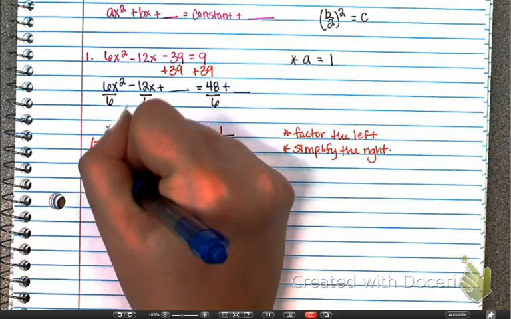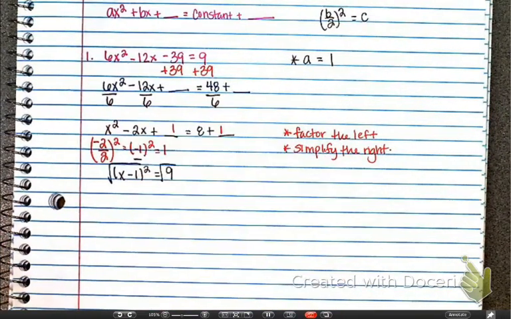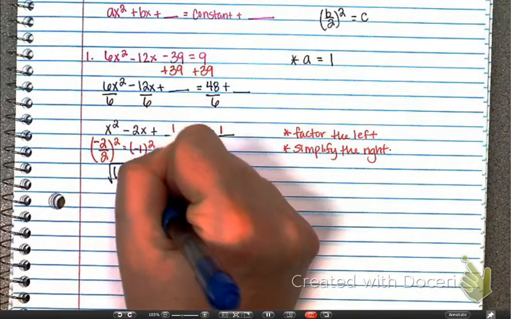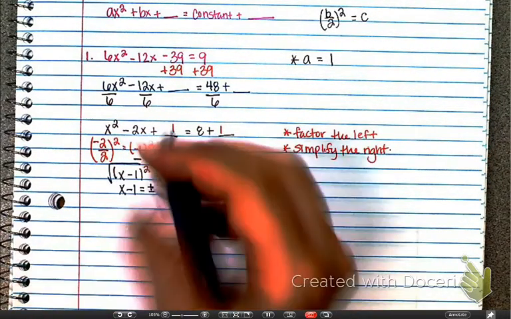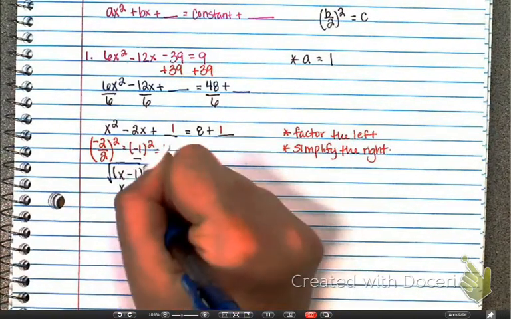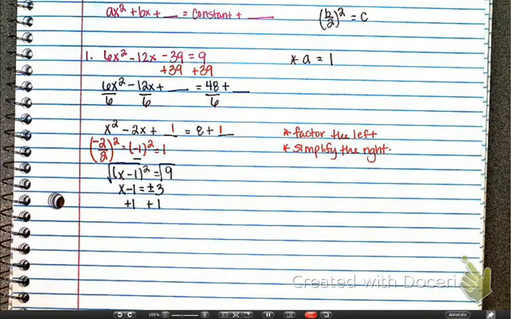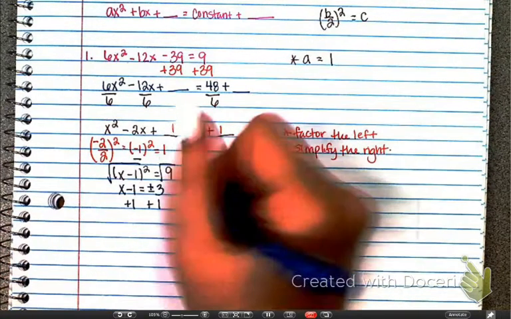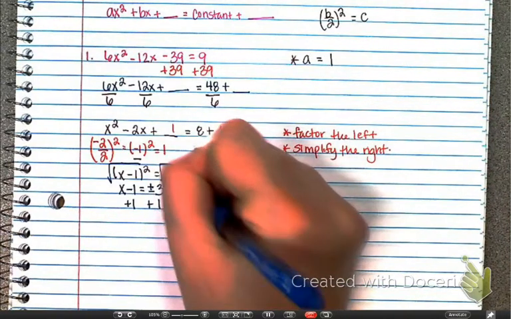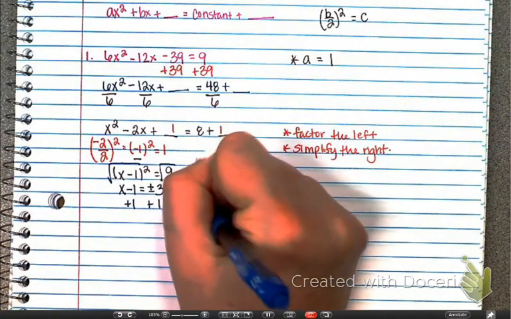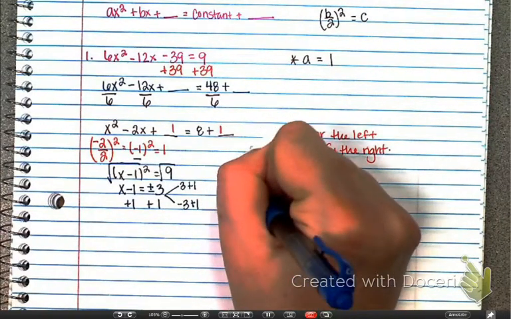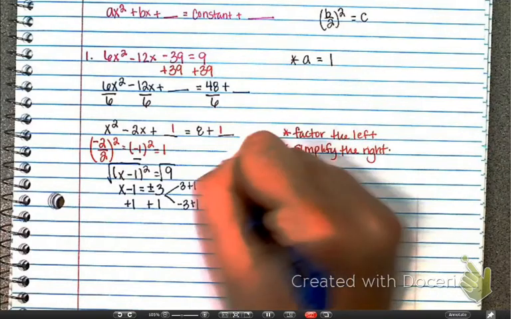Now it's taking square roots, which you're good at. Take the square root of both sides, giving me x minus 1 equals plus or minus 3. Add 1 to both sides, and how many answers are you going to have? 2. You physically have 2 answers, so we're going to break it apart to 3 plus 1 and negative 3 plus 1, which means x equals 4 and x equals negative 2.